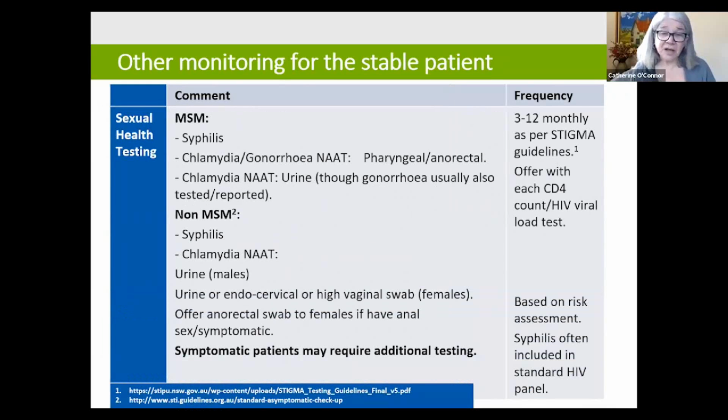Now, there are some other tests that we need to be doing in our stable patients. Sexual health testing is really important, and you'll find testing guidelines in both the STIPU guidelines website and the Australian STI guidelines. There are guidelines for MSM about regular syphilis, chlamydia, gonorrhea testing, and in non-MSM as well.